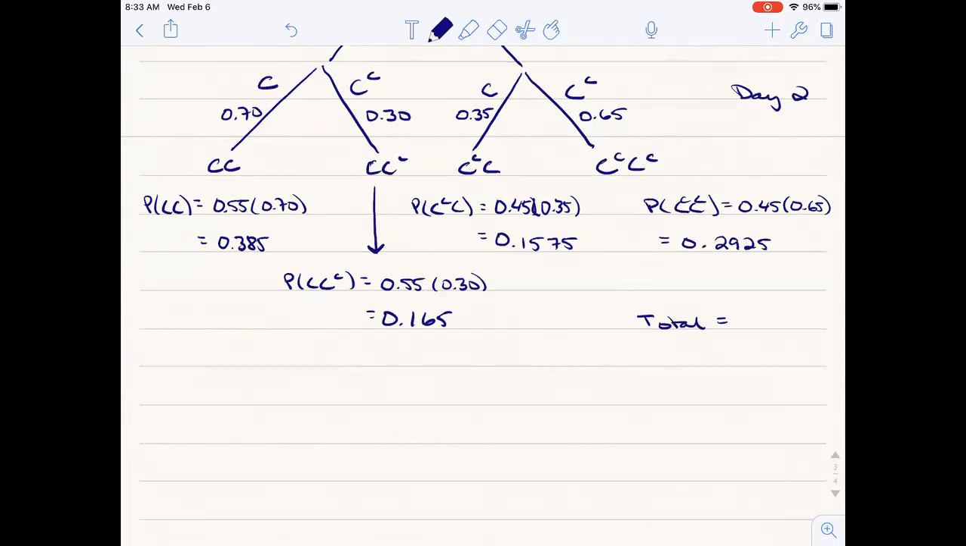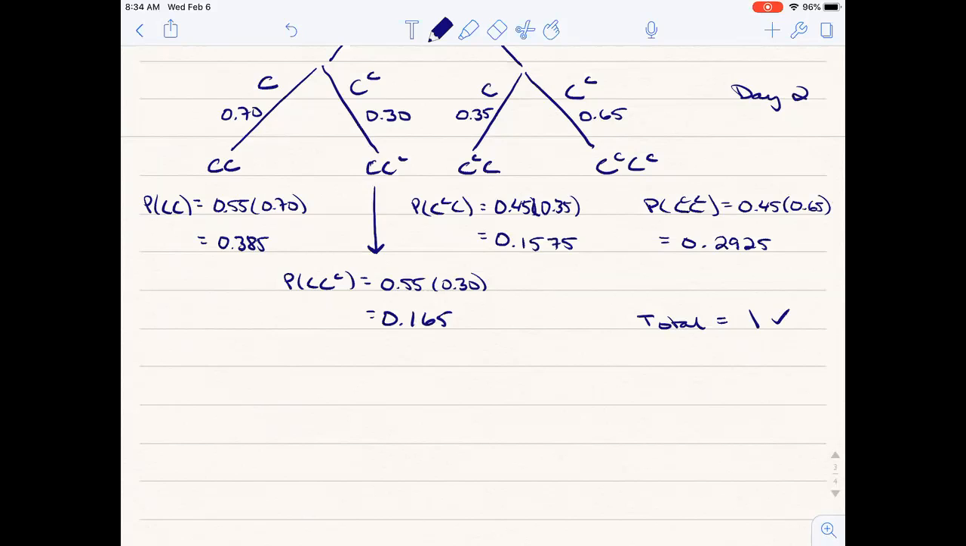And just as a quick check, this is to check that you have calculated these correctly, right? Because across here, these are all the possible outcomes that you can have, and so the total probability has to be 1. So if you add these probabilities up, they have to add to 1 if you've done your calculations correctly. So 0.2925 plus 0.1575 plus 0.165 plus 0.385 is 1. Phew. Okay, so now you know all these probabilities.